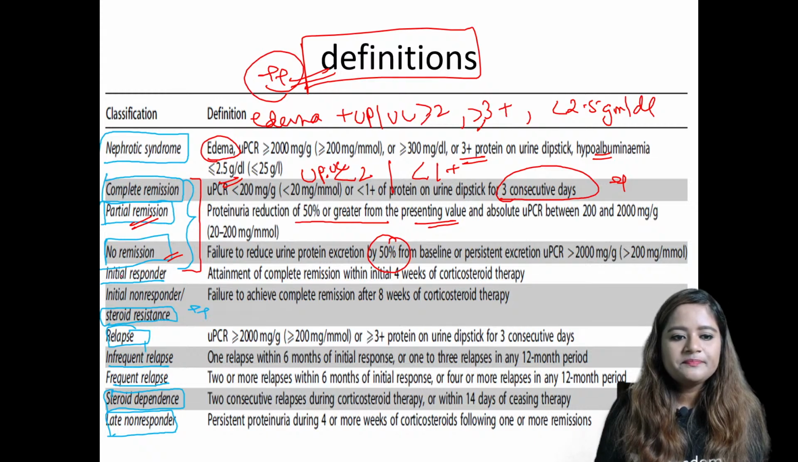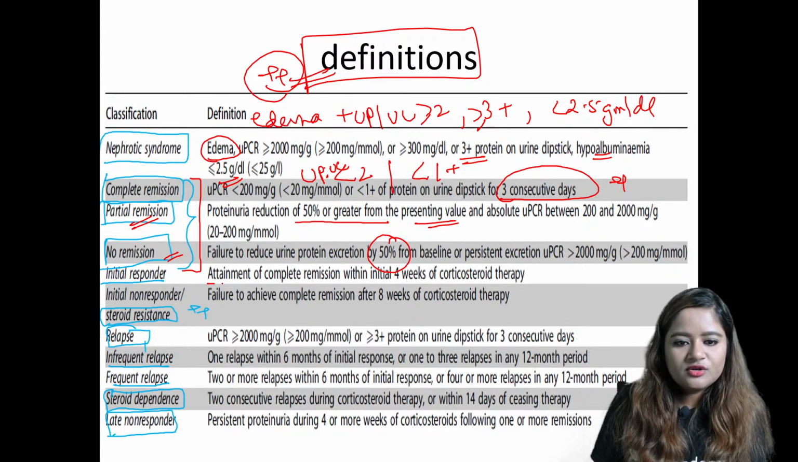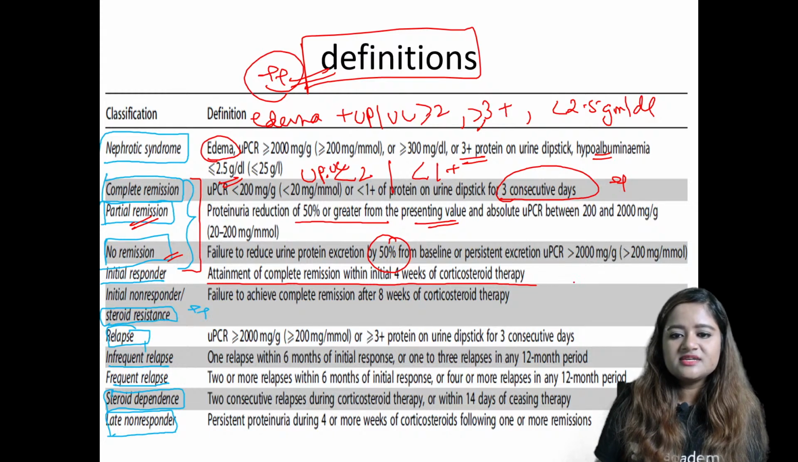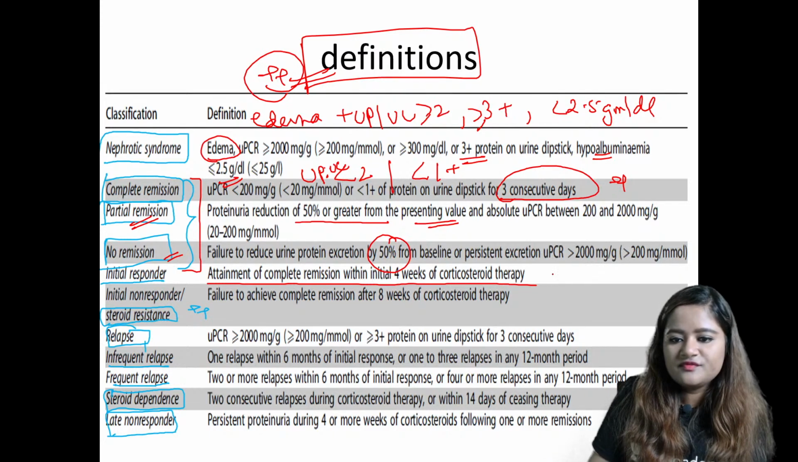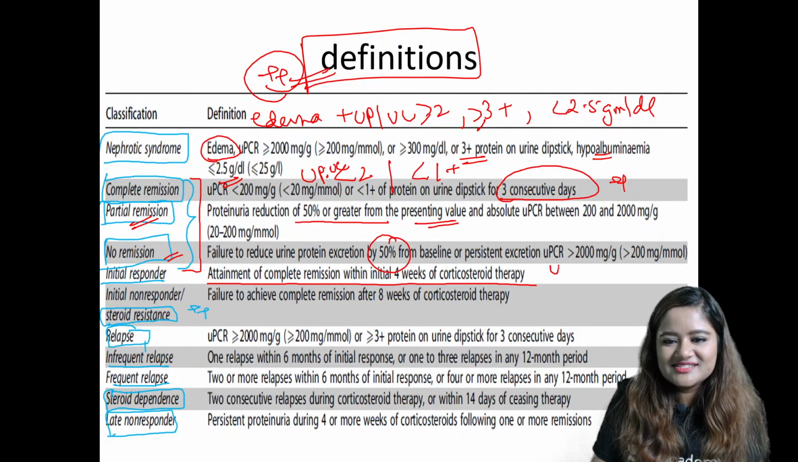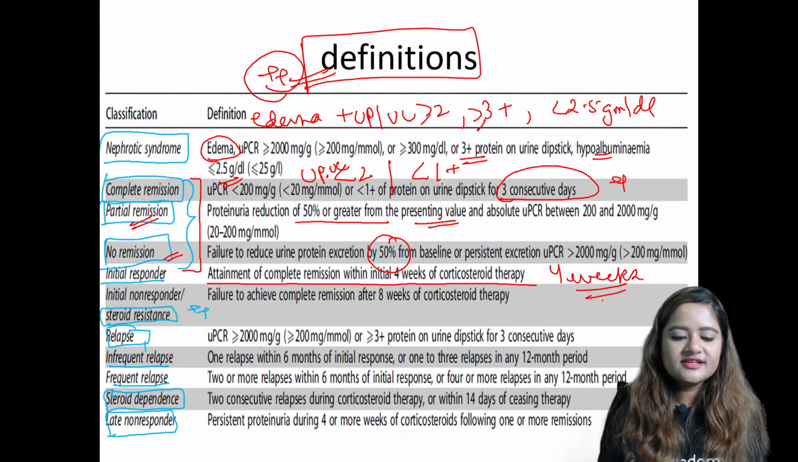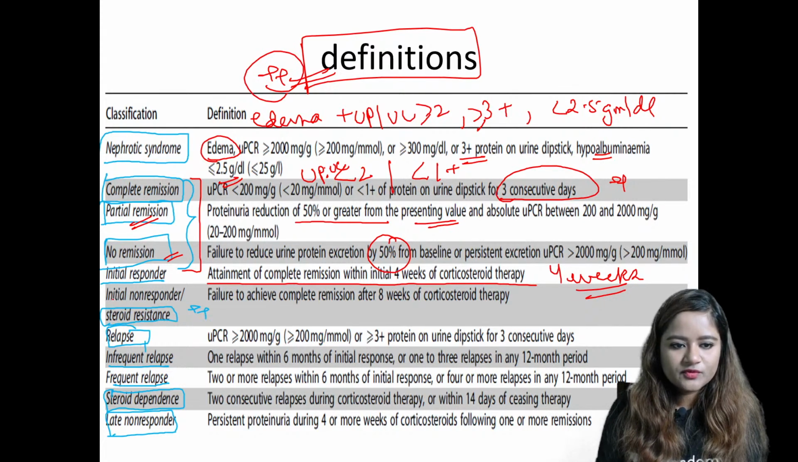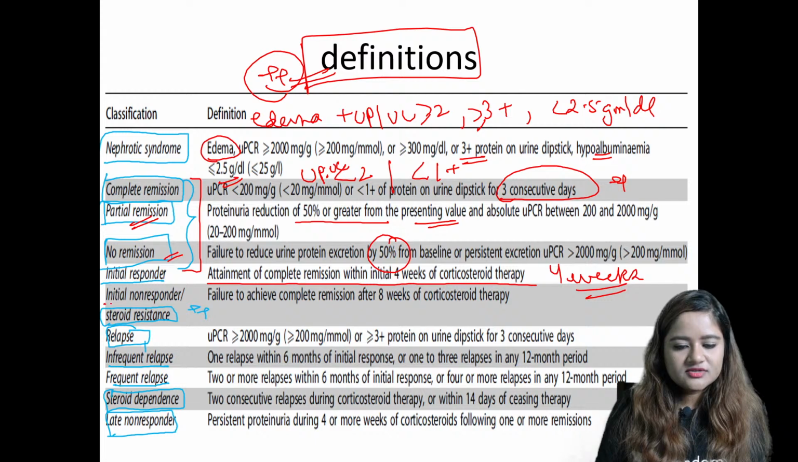लेट्स सी द रिस्पॉन्स. इनिशियल रिस्पॉन्डर किसको कहते हैं? इनिशियल रिस्पॉन्डर मतलब जिसने ट्रीटमेंट को रिस्पॉन्ड किया है. So attainment of complete remission within the first 4 weeks of steroid therapy. Please remember the numericals, favorite topics of NEET PG exam, number based questions. So 4 weeks of corticosteroid therapy में if a patient has gone into complete remission, उसको हम initial responder कहते हैं. Okay?